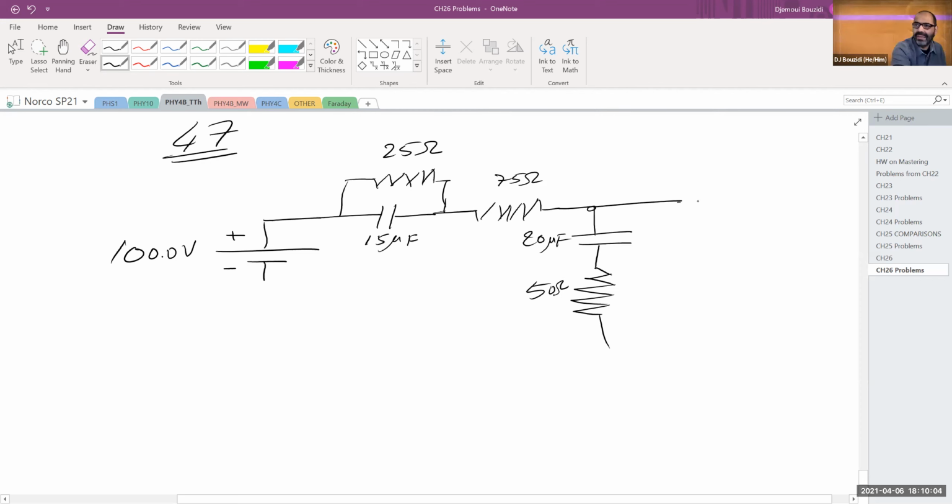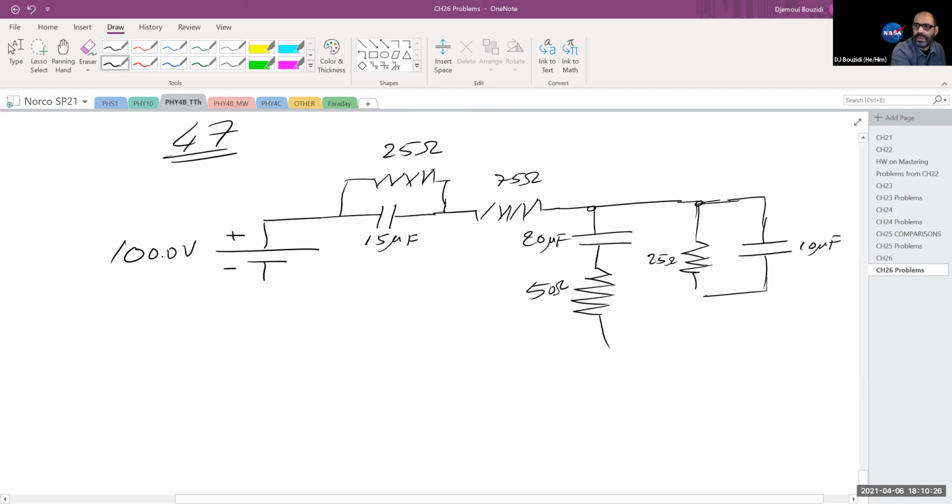In the other branch, again, I have another junction. In that junction, I have a 25 ohm resistor. So this is 25 ohm. And I have a capacitor now, and this capacitor is 10 microfarads. And then the junction again. And finally, I have in here another resistor of 25 ohms. And this is another junction actually.